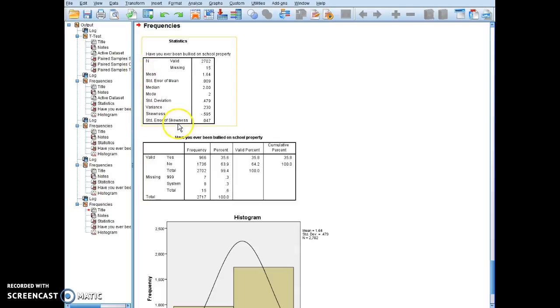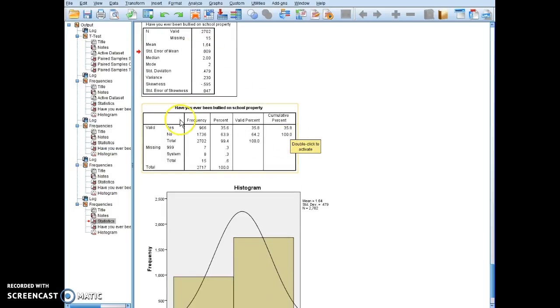As you can see in the first table, it shows the total number of students. The valid student count means 2,702 students answered the question. The 15 missing students means that they participated in the survey but didn't answer the question, or didn't answer the question in the way it should have been answered. So even though the total number of students who participated is 2,717, the valid students that we want the data from is only 2,702.